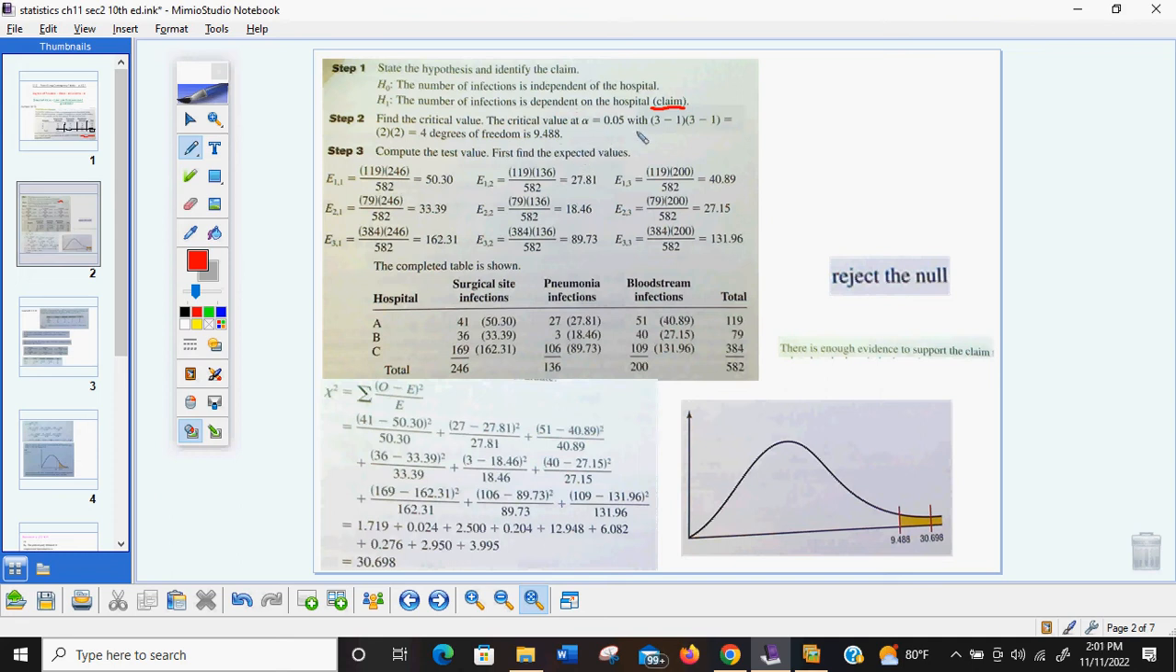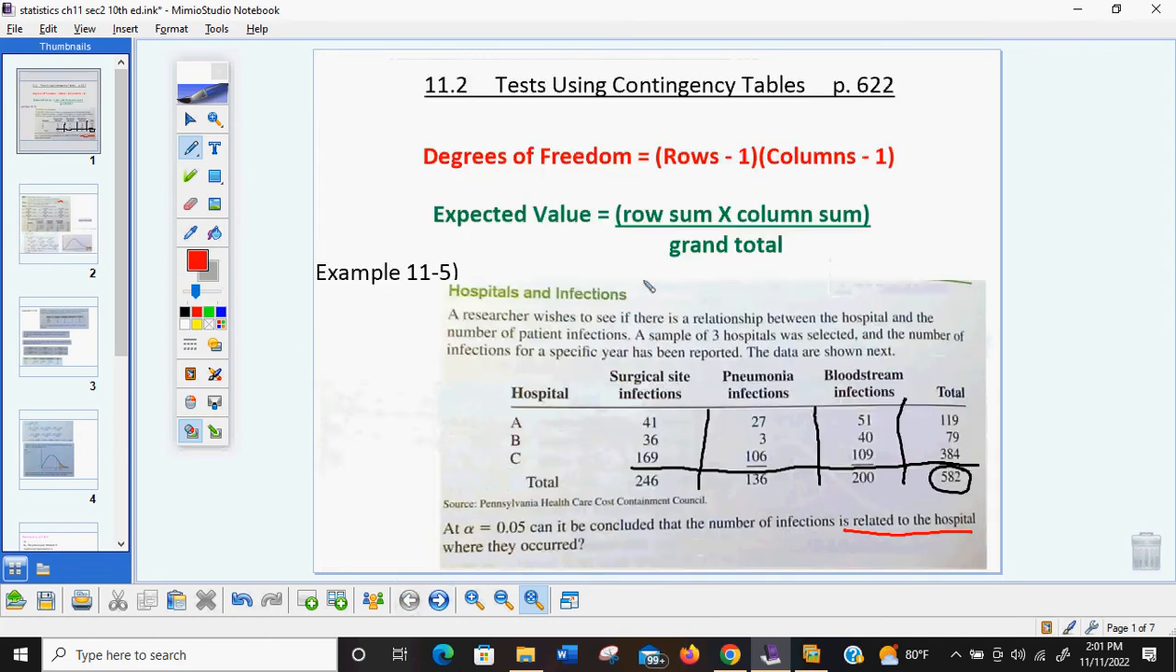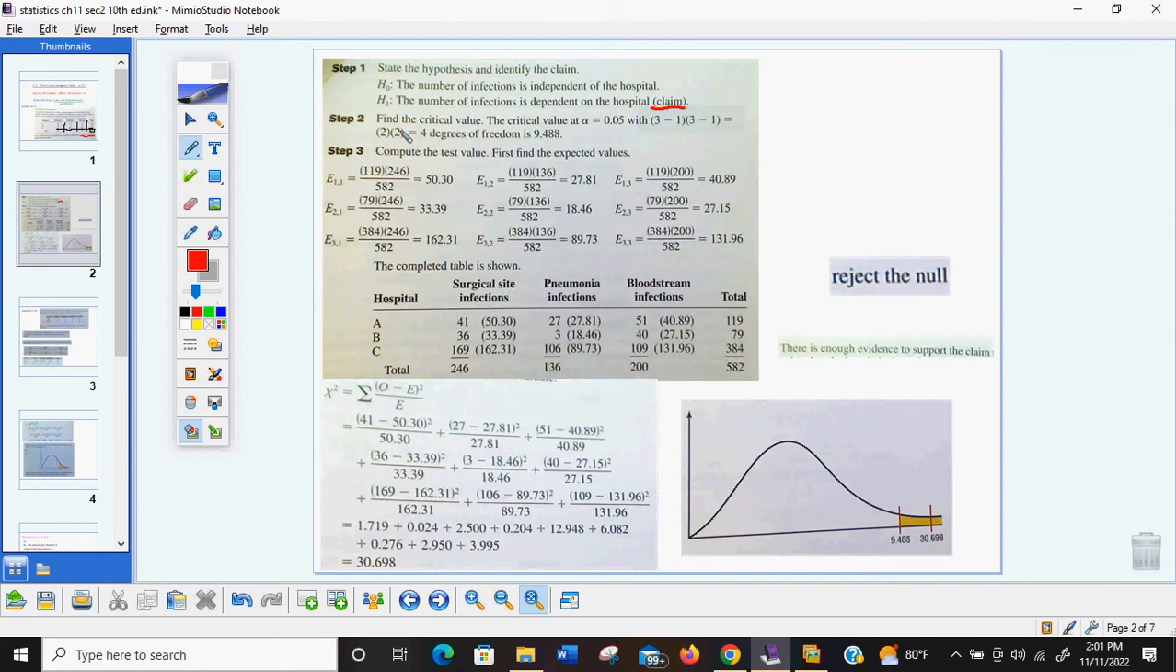For step 2, you look at the degrees of freedom, which is the number of rows minus 1 times columns minus 1. There are 3 rows and there are 3 columns. You don't count the totals. So I have 3 rows, 3 minus 1 is 2. I have 3 columns, 3 minus 1 is 2. 2 times 2 is 4. So we have 4 degrees of freedom.